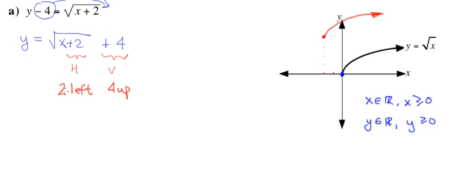Now, if we shift that 2 to the left and 4 up, this curve in the x direction starts existing at negative 2. So our new improved domain would be x can be any real number that's greater than or equal to negative 2. And for our range, it doesn't exist for the negatives, or 0, or 1, or 2, or 3. It's 4 before we start getting curve. So y can be any real number as long as it's greater than or at least equal to 4.